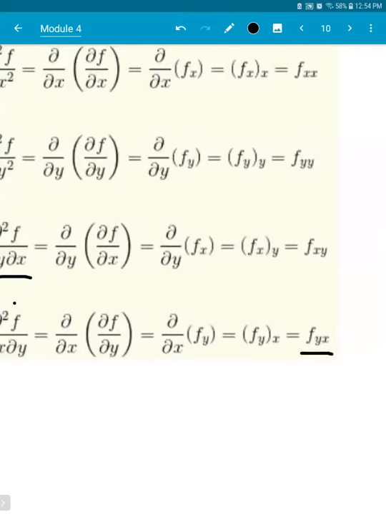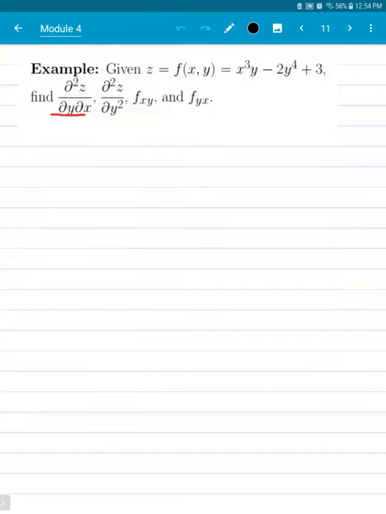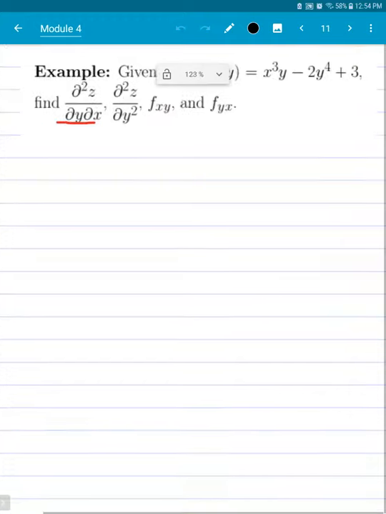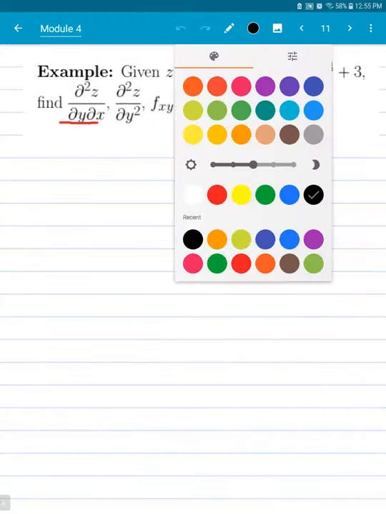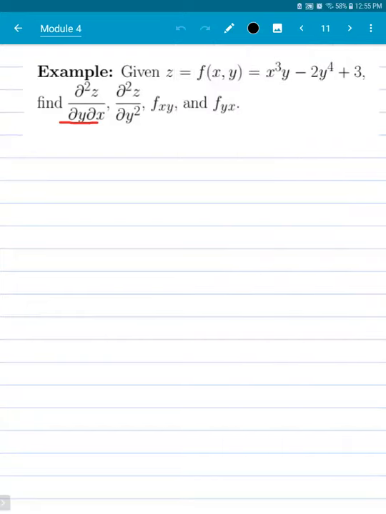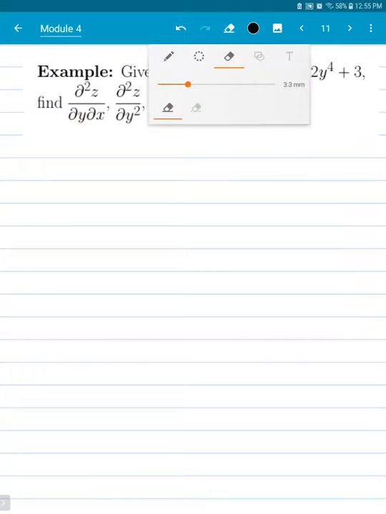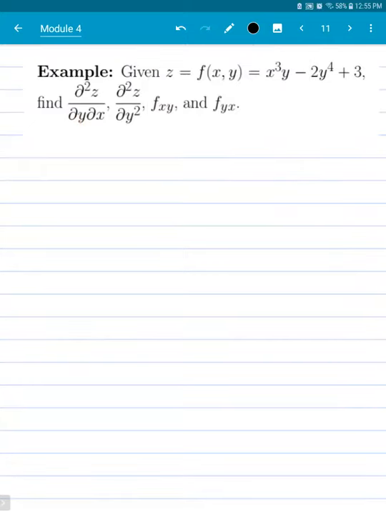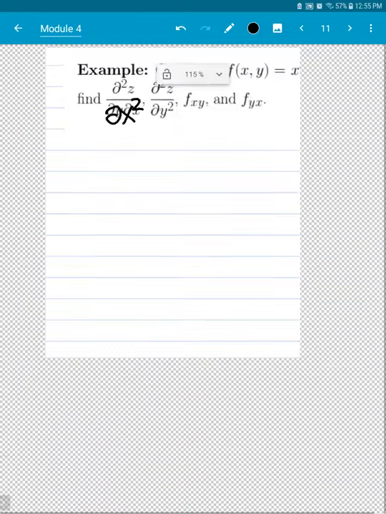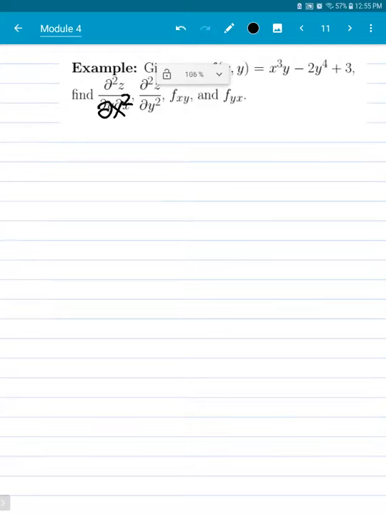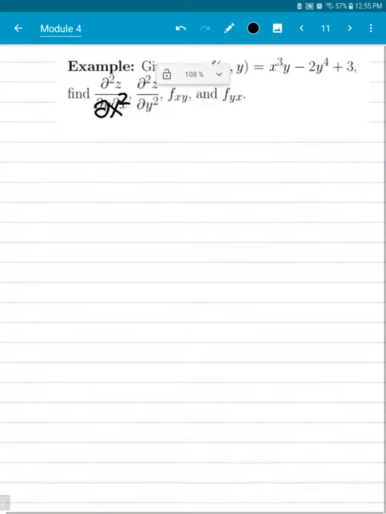Now anyway, let me illustrate the computation with an example here. This one has a typo. This is just partial squared over partial x squared. So we differentiate z or f with respect to x twice. So let's do that.